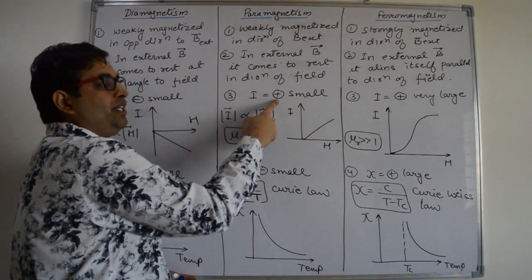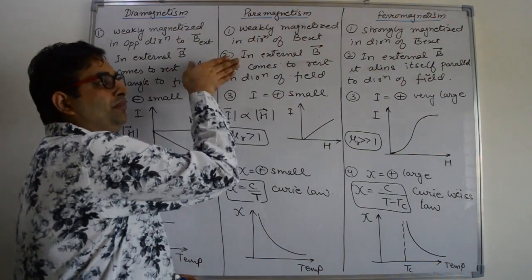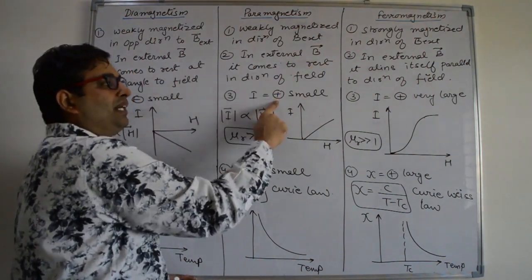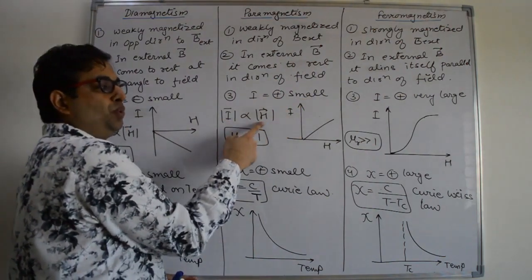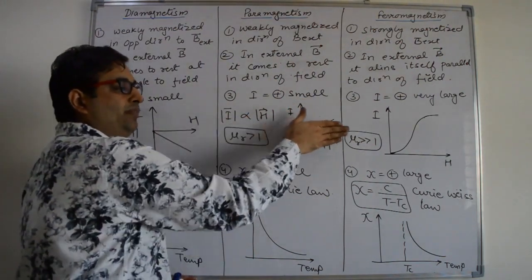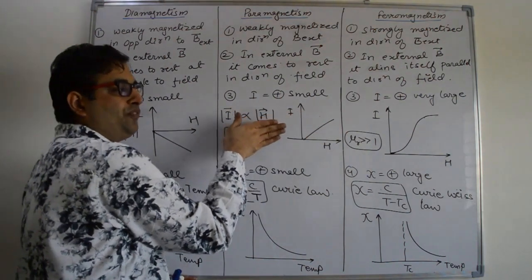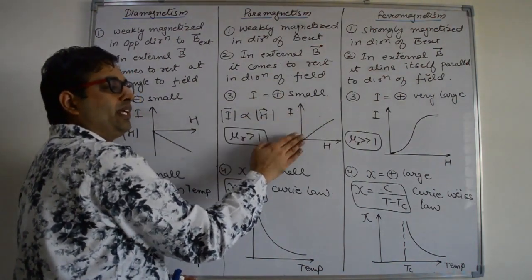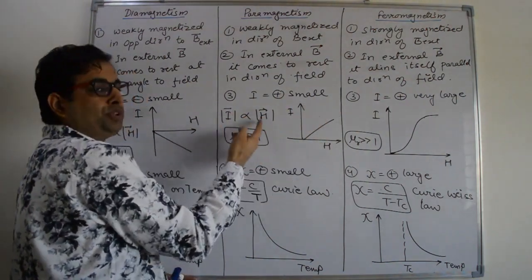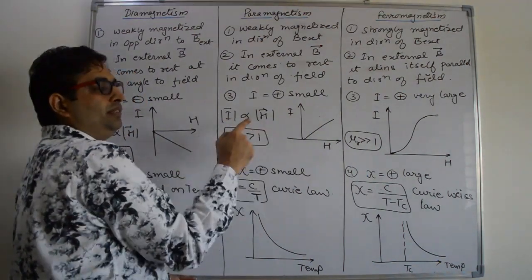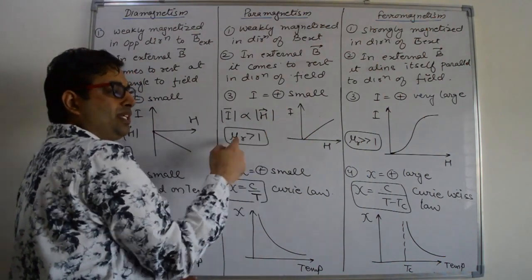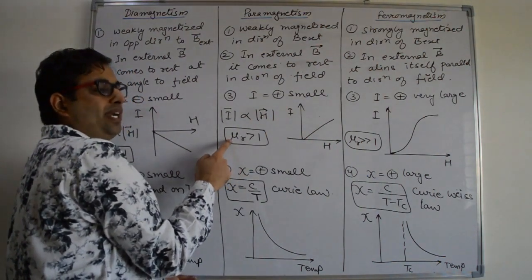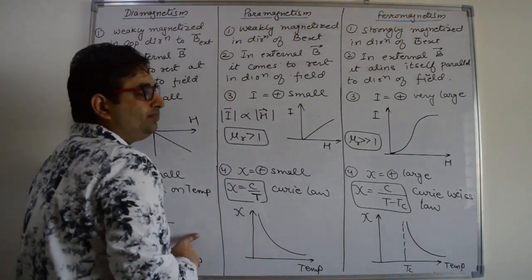For paramagnetic, intensity of magnetization is positive. It will magnetize in the positive direction but weakly, so small. But I is proportional to H. As we increase the external magnetic field or magnetizing force, intensity of magnetization also increases proportional to H. Magnetic field inside the medium is more than the surrounding, so mu r is more than 1.